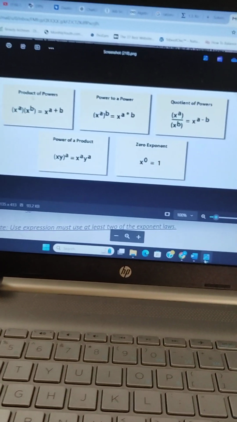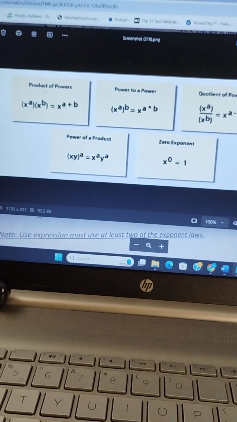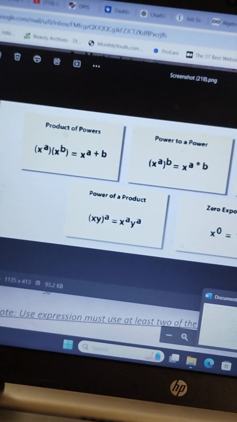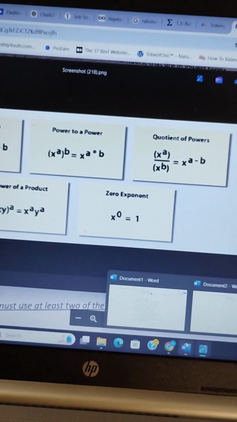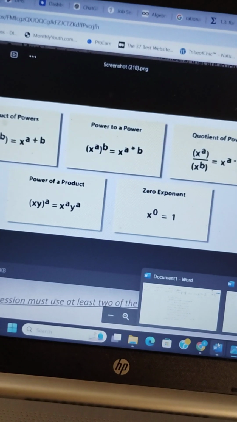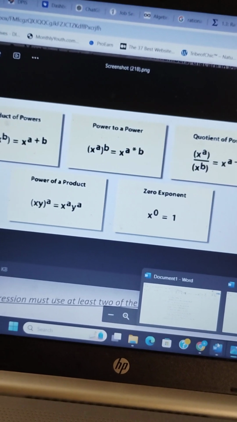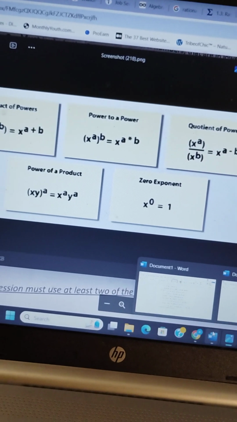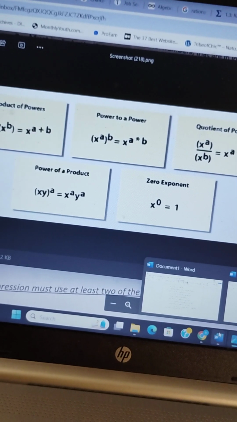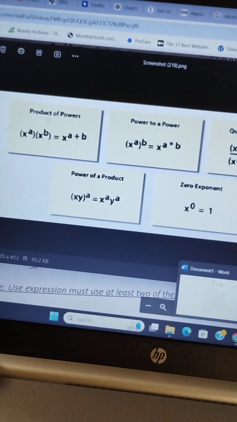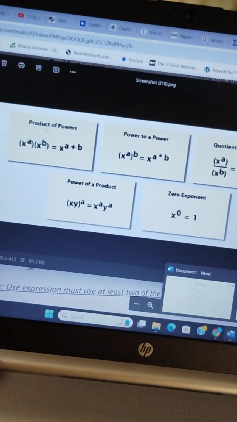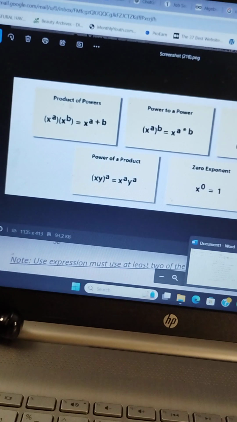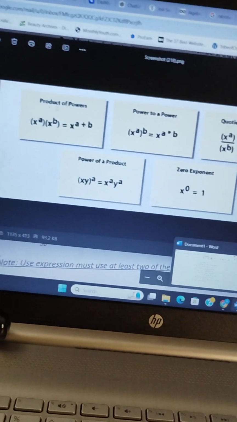So these are just some examples of the exponent laws. You have the product of powers, power to a power, quotient of powers, power of a product, and zero exponent. And I think there are actually about 15 exponent laws. So these are just a few of the examples, or the most common ones that are used. And your question said that you should use 2 of these in the expression.